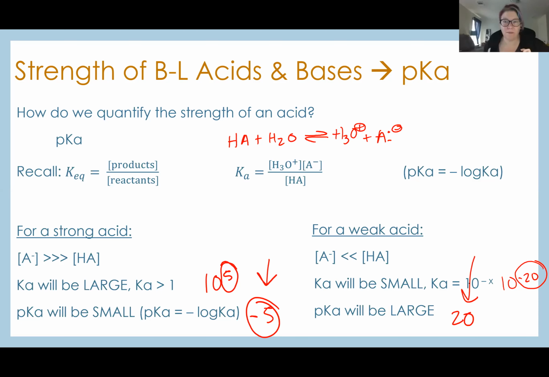Can you say that again? Yes, I'm going to say it about 100 times in this chapter as well. When we see a small number, we want to think about something that's more acidic. And when we see a big number, we want to think about something that's more basic. And pKa will always be a comparison situation. So we'll have two compounds, one is -5 and one is 20. You want to know what the stronger acid is. It's -5.